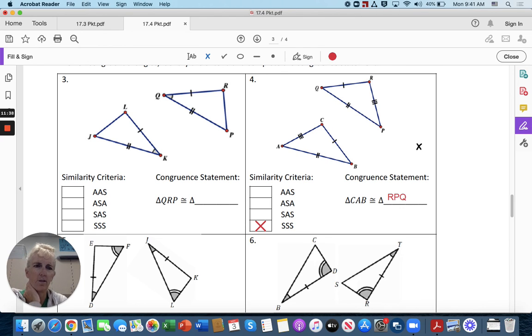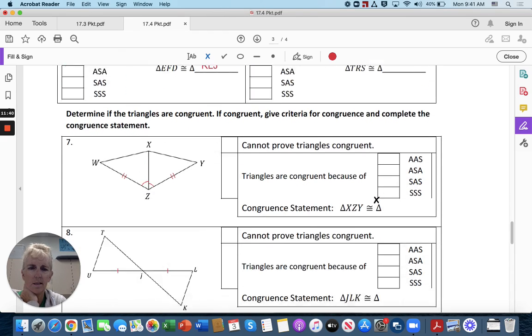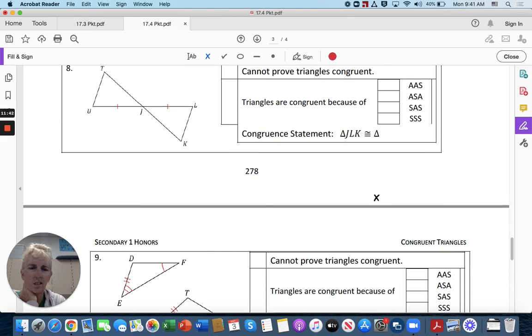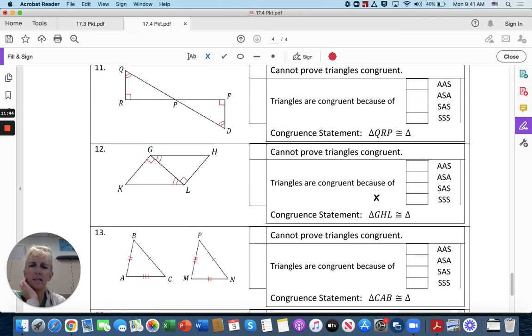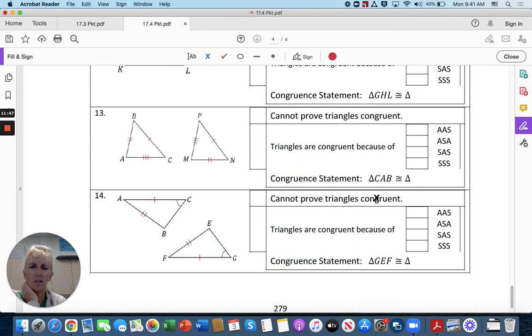All right, I think you can finish this. Go ahead, students, do both the next 2 pages. You can do this. You rock.